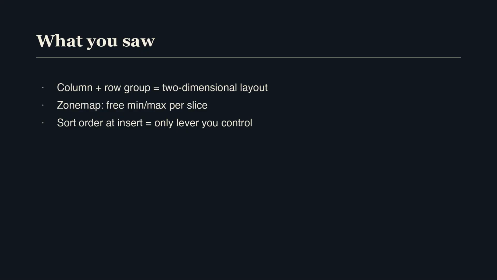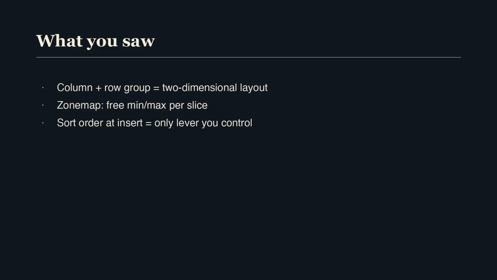Let's land this. DuckDB stores your table by column and by row group. Each column within a row group has a zone map, just a min and a max. When a filter can't match a row group because the search value is outside the range, DuckDB skips the whole group without reading a single byte of actual data. The only thing you control is sort order at insert time. If you insert sorted data, your zone maps are tight. If you insert random data, they span the full domain.